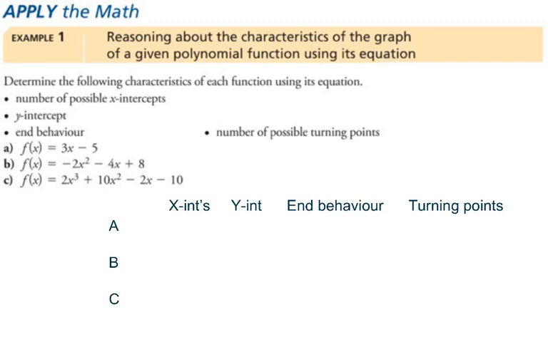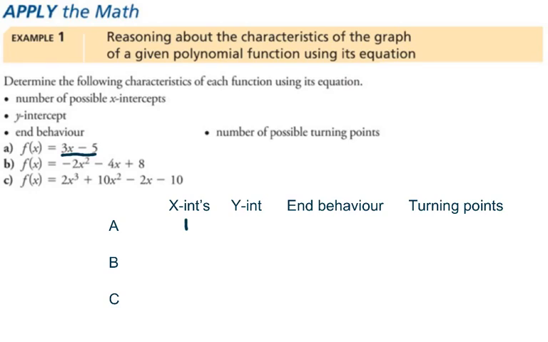So in this example, we're going to take what we looked at with those first couple of slides and apply that to looking at specific polynomial functions. So in question A, we have that f of x equals 3x minus 5. This function has a degree of 1 since there's a 1 exponent on the x, and the degree indicates the maximum number of x-intercepts. So we could have possibly one x-intercept.